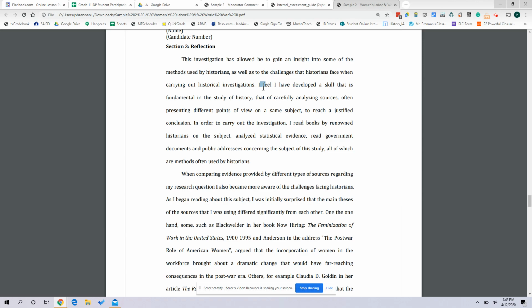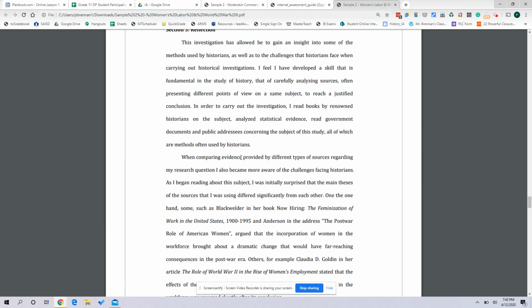I feel I've developed a skill that is fundamental in the study of history, that of carefully analyzing sources, often presenting different points of view on the same subject to reach a justified conclusion. In order to carry out the investigation, I read books by renowned historians on the subject, analyzed statistical evidence, read government documents and public addresses, etc., all of which are methods used by historians. So this person is talking about all the stuff that they did and then bringing this back around to the methodology, so learning about what historians do.